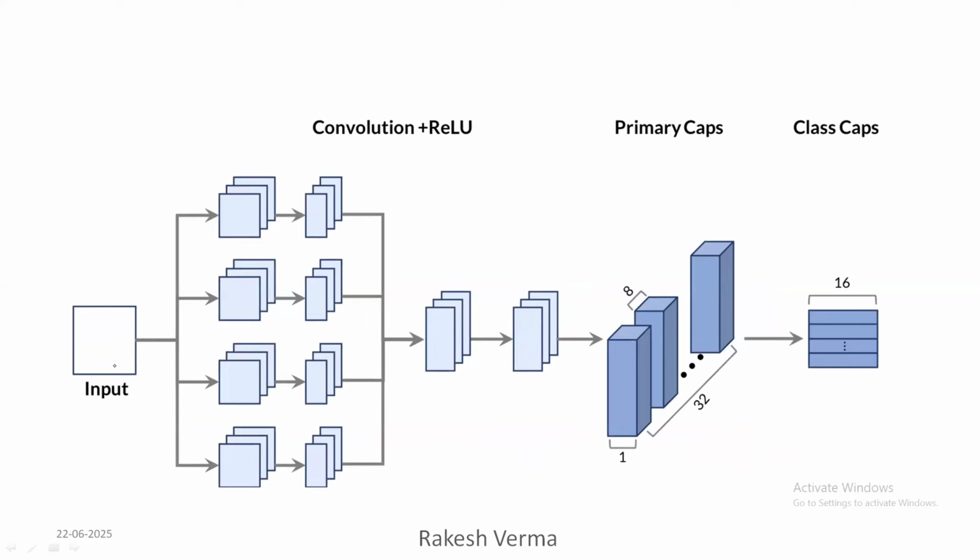So you can see this one. It gives the input images, defines the different input set, convolution plus ReLU operation is there, and then defines further steps. Then it defines the multidimensional, or we can say basically finds the spatial relationships between the objects, and then defines the class capsules.